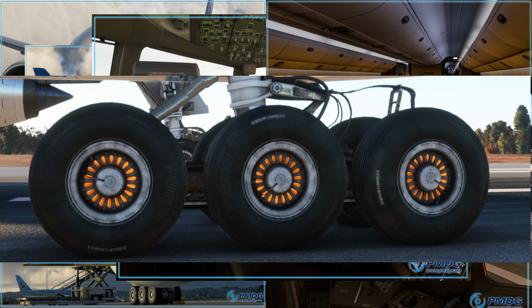Now all of those are going to onset with 0.1 seconds delay after the main wheel spin up is detected if all criteria for auto brake engagement is fulfilled. The only exception to that is the rejected takeoff setting, which is going to apply maximum braking immediately.